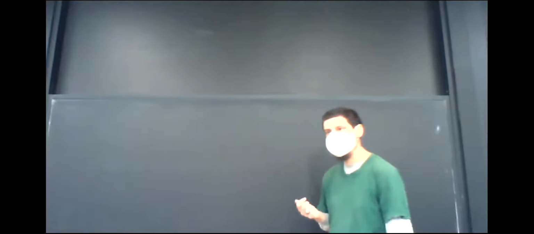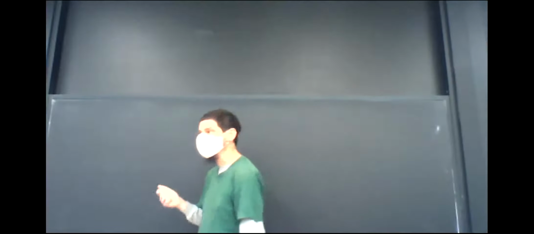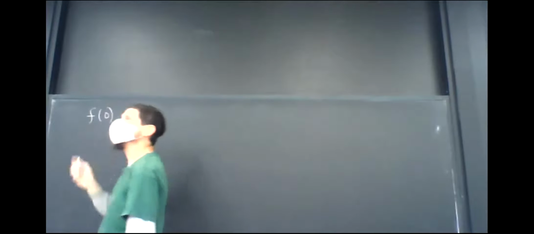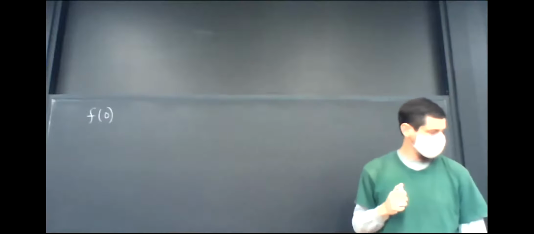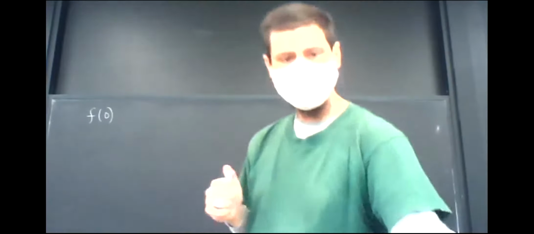So if you're trying to understand a function, what's the most important piece of information to know at a specific point? The outcome. So let's always make our point 0. The first thing you might want to know is just what is f of 0? And then after that, what might we want to know?